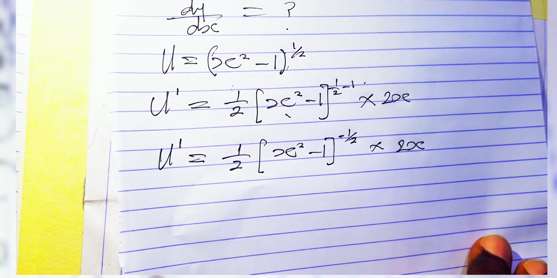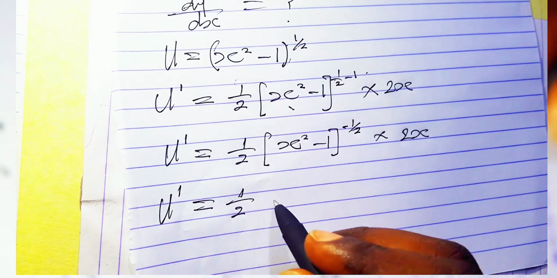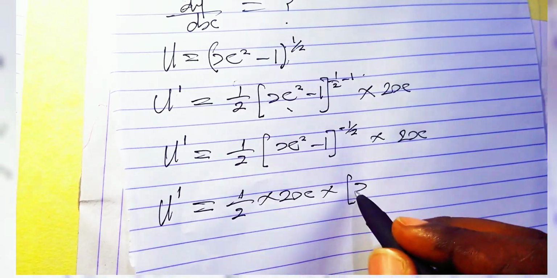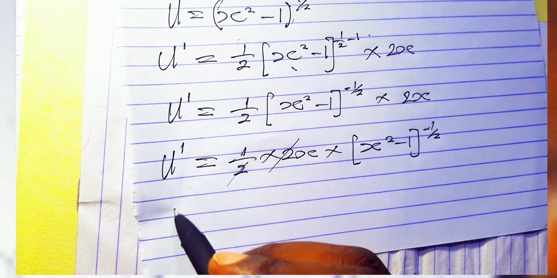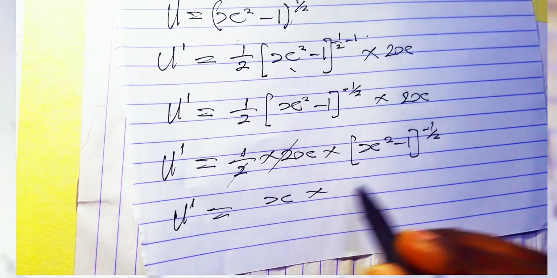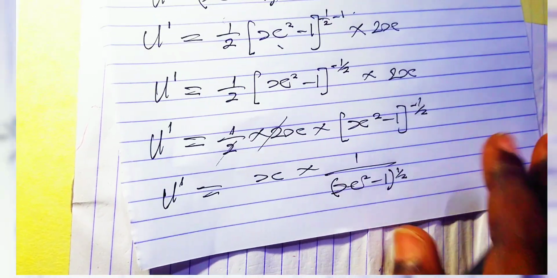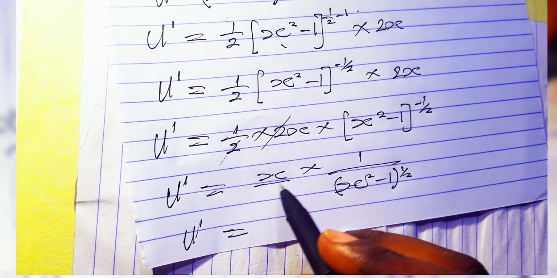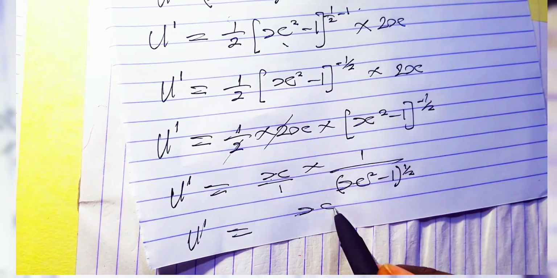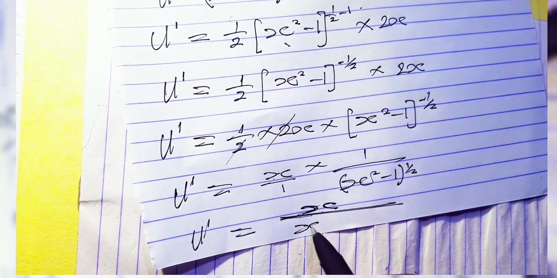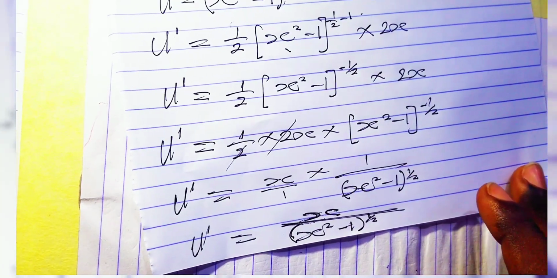Then we can solve further in the sense that this can be 1 over 2 times 2x times x squared minus 1 raised to the power of negative 1 over 2. So this can get rid of this, and then the differential value here can be x times 1 over x squared minus 1 raised to the power of 1 over 2. This can be x times this, if this is over 1, so it's going to be numerator multiplied by numerator. So u prime is x over x squared minus 1 raised to the power of 1 over 2. And then that aside, how about our v?